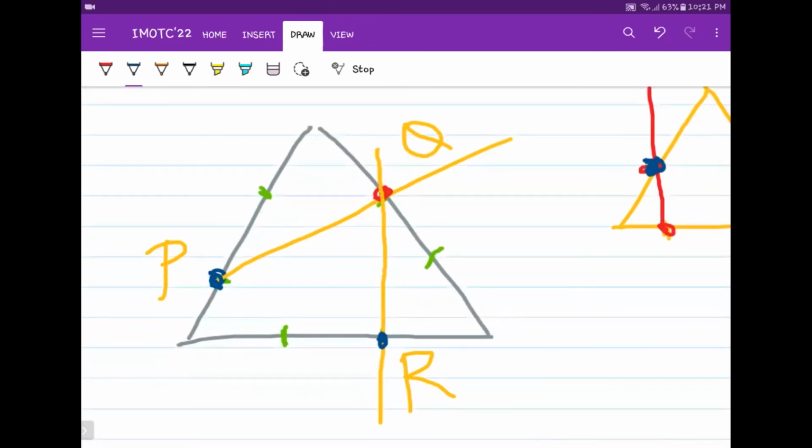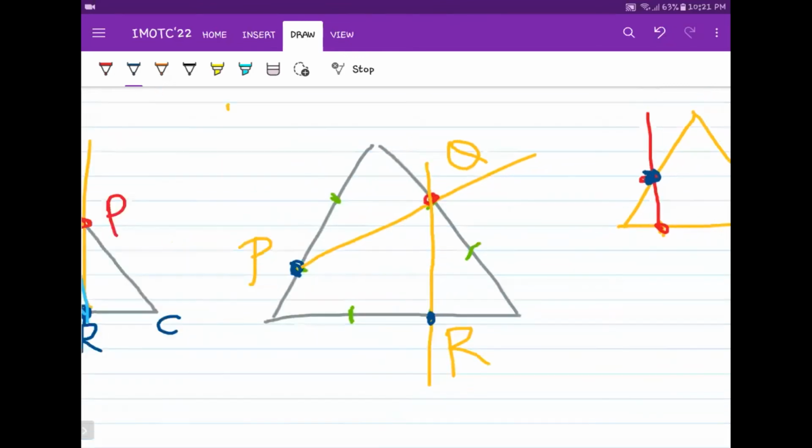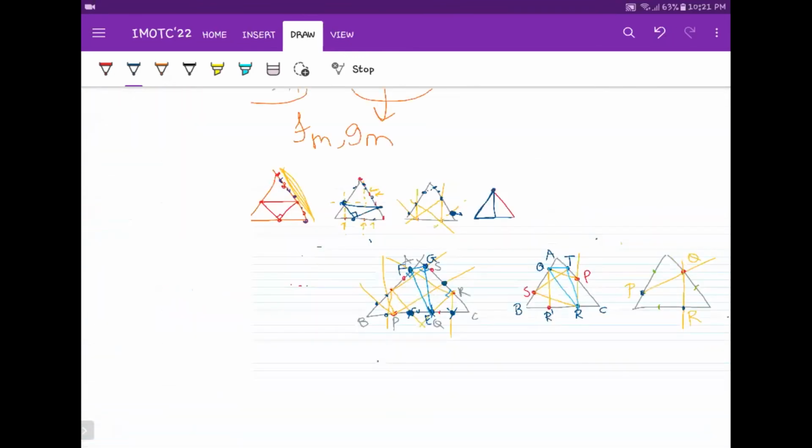We repeat that argument: since this point is blue, P is blue, so Q should be red, and since Q is red, R should be blue. But R is blue, so P can't be red again. Is that okay? Yes.